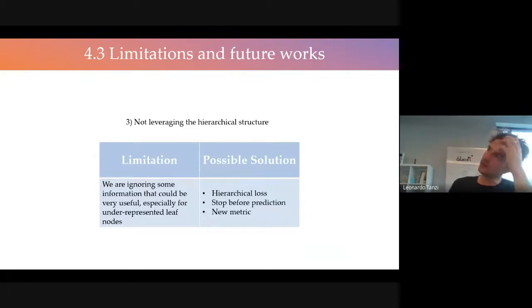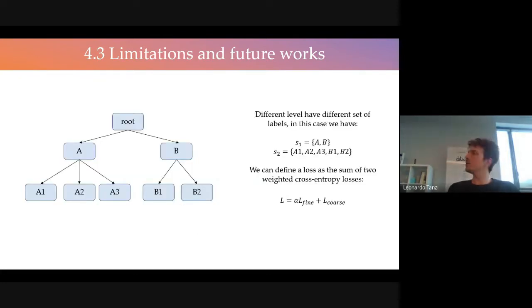Another problem is that we are actually not leveraging the hierarchical data architecture in this approach. And we are ignoring some information that could be very useful, especially for underrepresented leaf nodes. Something that I'm working on here during my period in Paris are some ideas like a hierarchical loss, or some idea that I'm going to present in the next slide. So hierarchical loss, that we also did more than this, but that was the easiest approach that we applied.